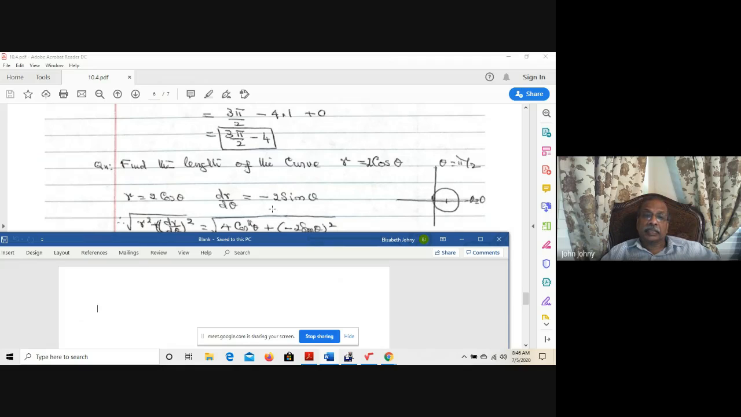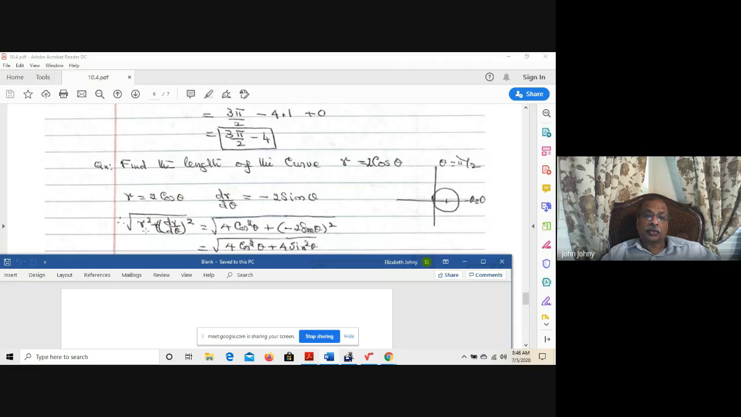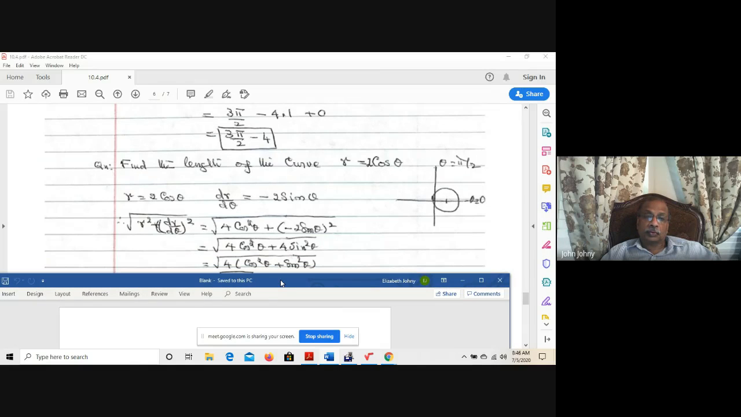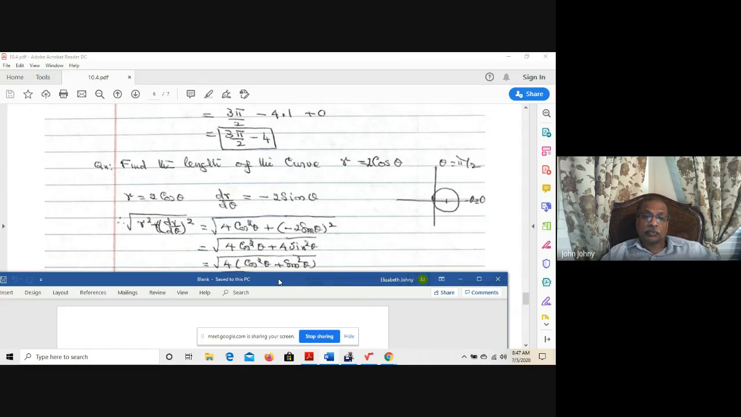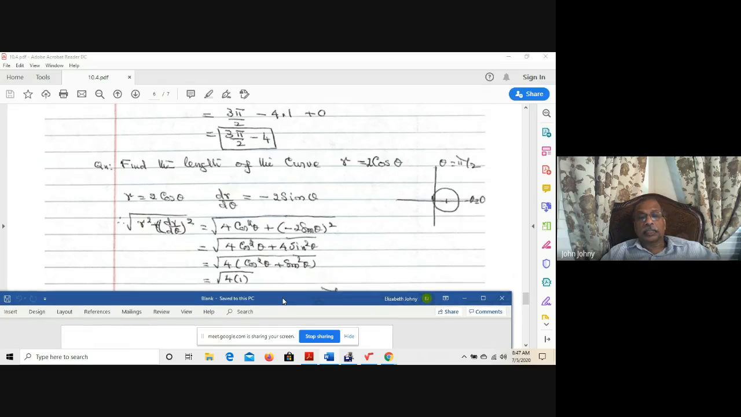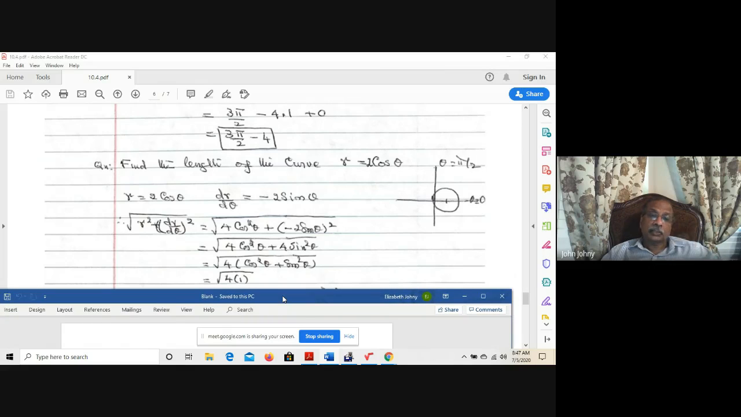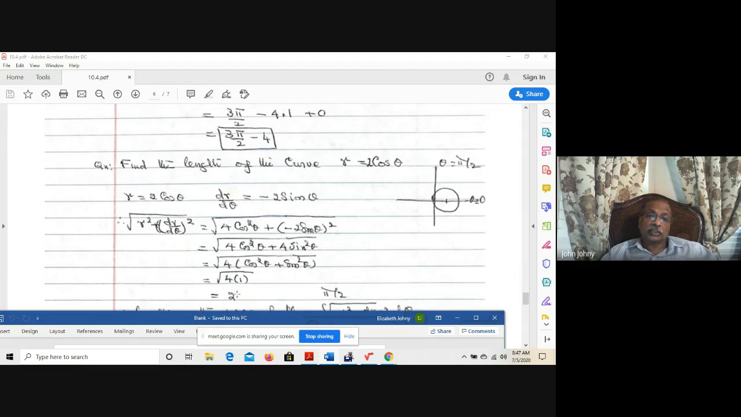Dr over d theta is negative 2 sine theta. So square root of r square plus dr over d theta the whole square is equal to square root of 4 cos square theta plus negative 2 sine theta the whole square. That is square root of 4 cos square theta plus 4 sine square theta. Pull out the 4. Square root of 4 times cos square theta plus sine square theta. Cos square theta plus sine square theta is 1. So it is square root of 4, which is 2. So the value of that expression is 2.